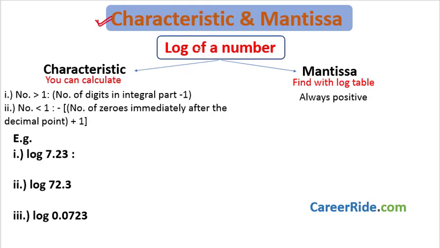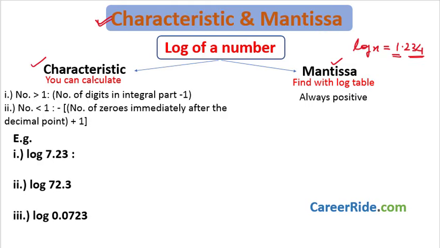Whenever you take the log of a number, the answer you get is divided into two parts. The first part is the characteristic and the second part is the mantissa. So if I write the log of x and my answer is something like 1.234, then this 1 is the characteristic here, and 0.234 is the mantissa. Let's talk about the characteristic first.